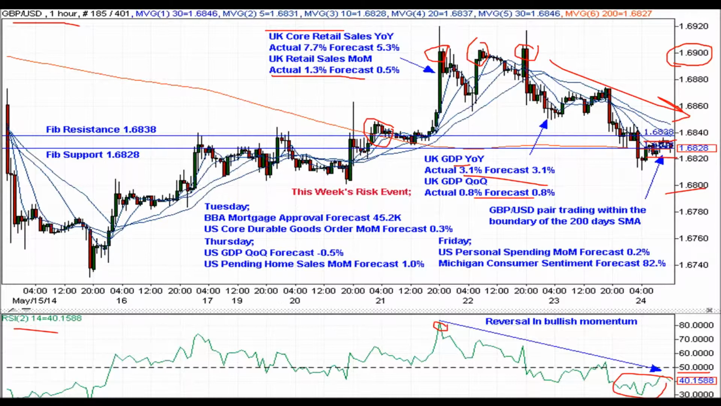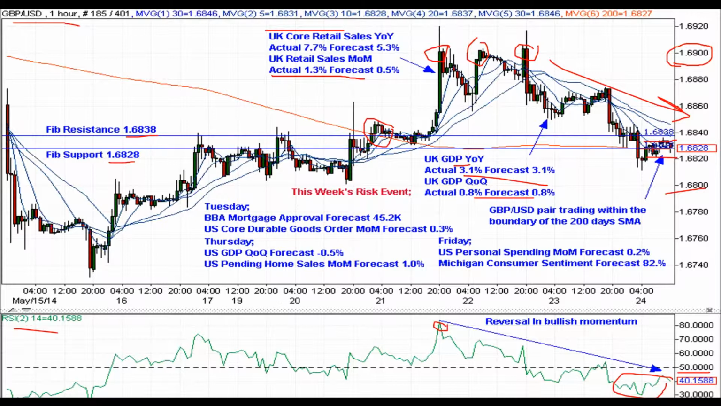Analysis of a collection of technical indicators on the hourly interval on the pound-dollar market suggests a temporary bearish market sentiment. I recommend long positions on the greenback. The hourly chart showed that the pair opened today's Sydney trading session 1 pip above its established short-term Fibonacci support at 1.6828, while the Fibonacci resistance is set at 1.6838.